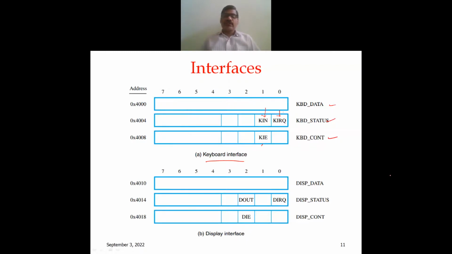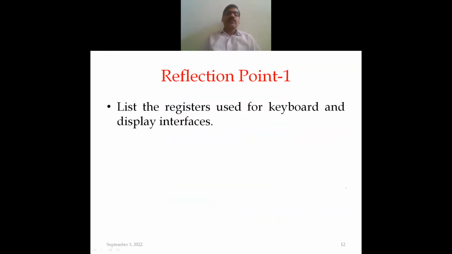Similarly, for the display interfaces we have DISPLAY_DATA, DISPLAY_STATUS, and DISPLAY_CONT. These are 8-bit registers. There is a display interrupt request bit and the DOUT bit, which is another bit we set for the display device status. This is the reflection point where you should be able to answer this question: list the registers which are used for keyboard and display interfaces.